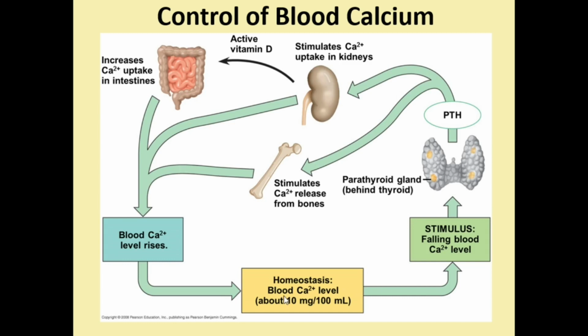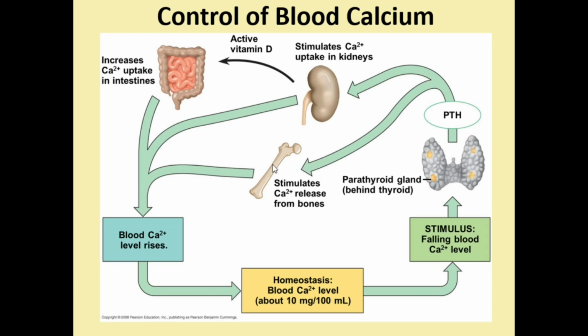And you can see the homeostatic levels here. So we're looking at about 10 milligrams of calcium per 100 milliliters of blood. And just on this diagram, you can see the response of falling blood calcium levels. So that will be the stimulus. That will trigger the parathyroid gland to release parathyroid hormone. And that will stimulate the uptake of calcium in the kidneys.